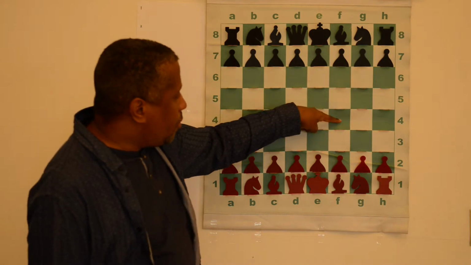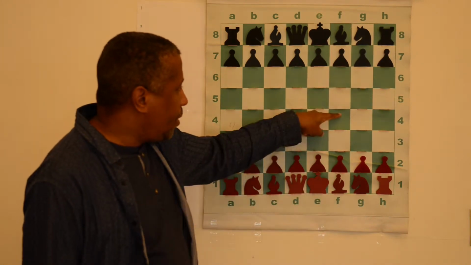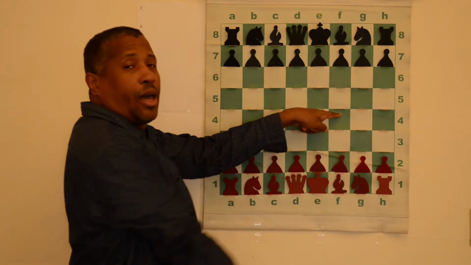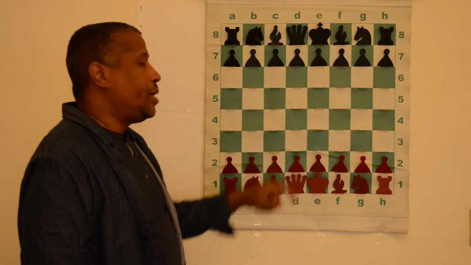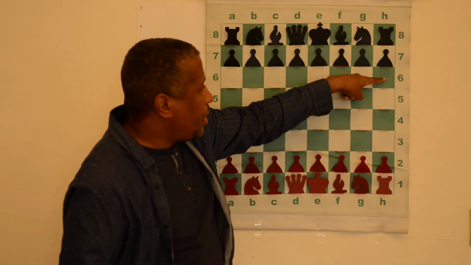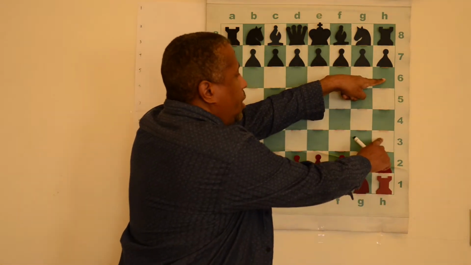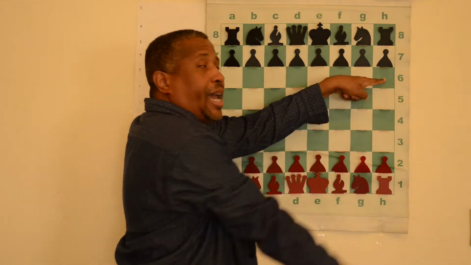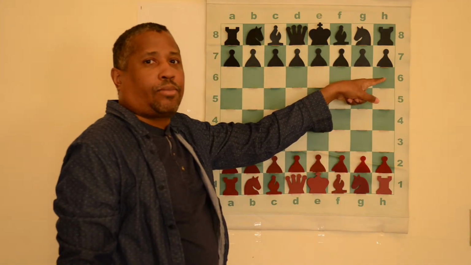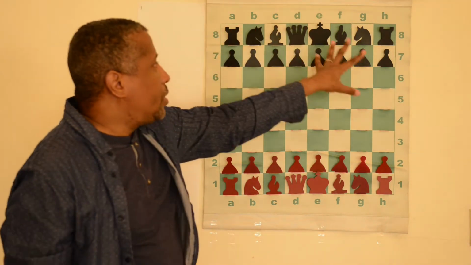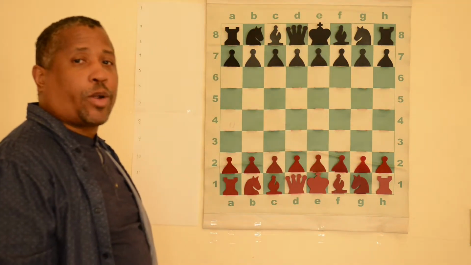So this student's name would be F4, after F1, F2, F3. And this student's name would be H6, after H2, H3, H4, H5. So that's how we tell the names of all 64 squares on the board.